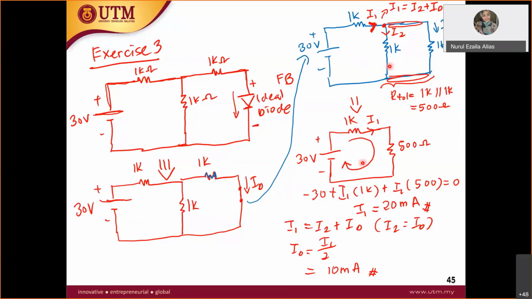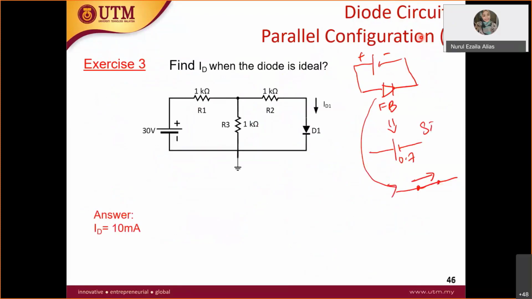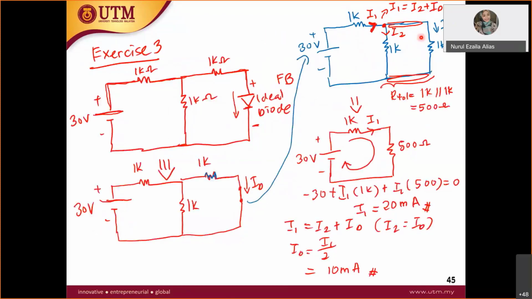But this is the simplified circuit, because both the resistors are the same, so I expect that the current is also the same. So this is the final answer. This is the solution. If you do the revision, you can take a look at this solution.